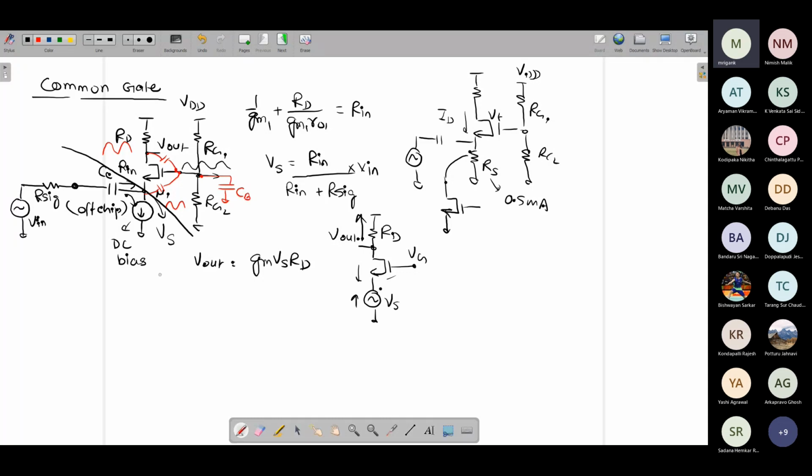Now, in case you are using it as a current to voltage amplifier, which is called a transimpedance amplifier, what will you do?